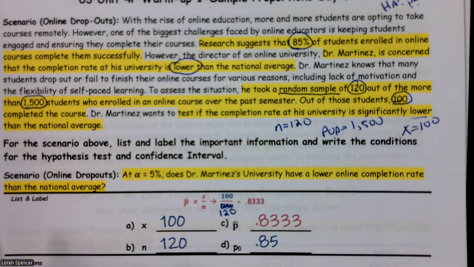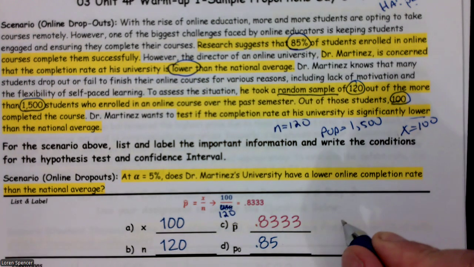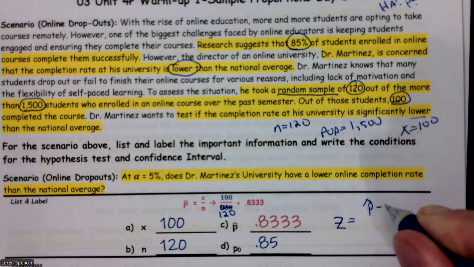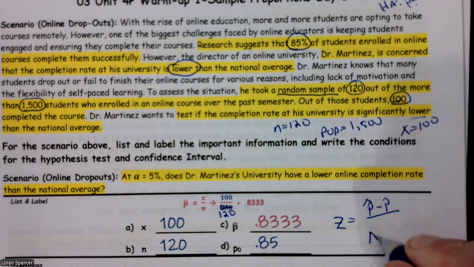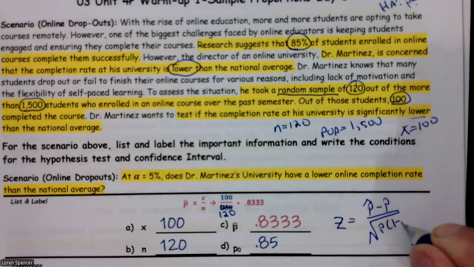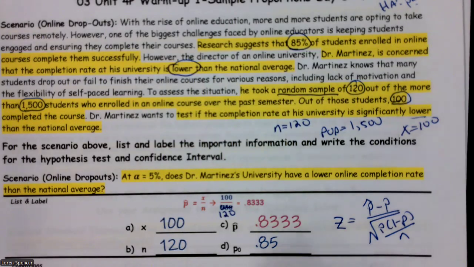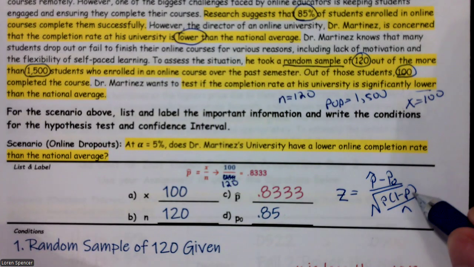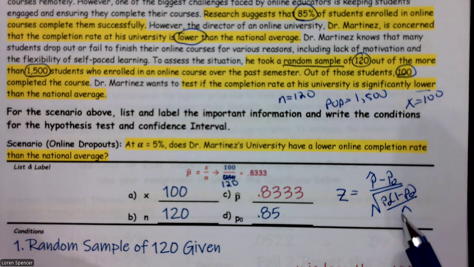So the very first thing we're going to be asked to do is do the conditions for a hypothesis test. Well, the conditions for a hypothesis test, first off, we need to look at the formula. So Z equals P hat minus P over the square root of P times 1 minus P over N. Now, if you'll notice, we have the population proportion in the standard error down here. That's going to be very important because we're going to need to keep that in mind when we're running our conditions.